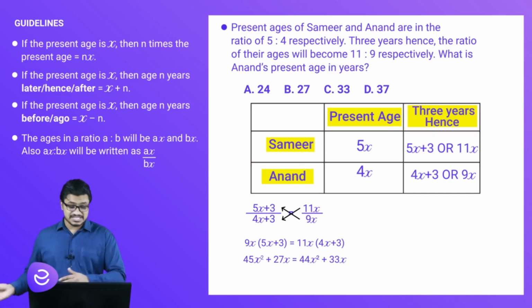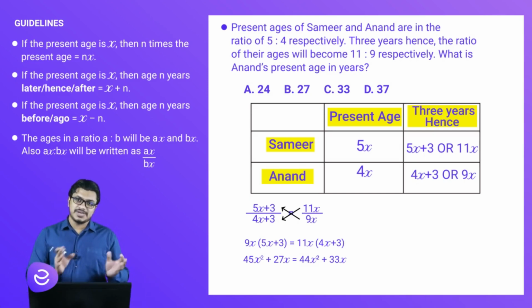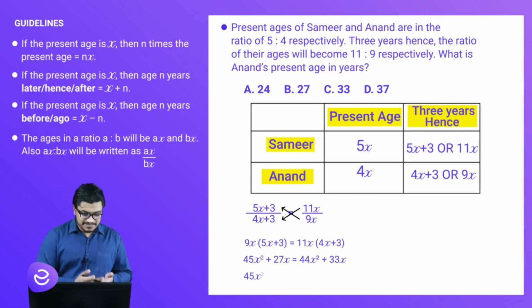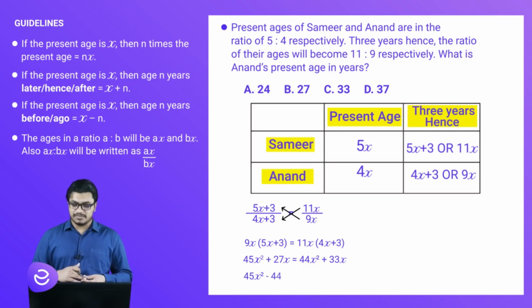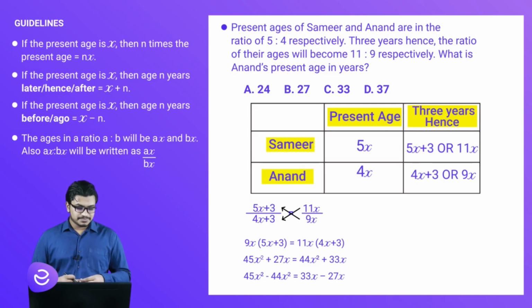So, we will take all the x squares to one side and all the x's to the other side. So, we will get 45x square minus 44x square equals 33x minus 27x. So, 45x square minus 44x square we will get 1x square, or just x square, equals 33 minus 27, which is 6. So, x square equals 6x.